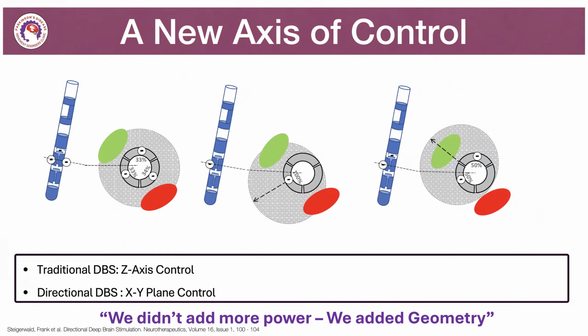So what do these leads bring? They bring a concept of a new axis of control. Previously we had only a single axis, the Z axis. Now we have slight, helpful modification in the X and Y plane. We can deviate the current thresholds and stimulate in those directions. So basically we didn't add more power. We added geometry to how the current spreads, and people start getting benefit out of that.